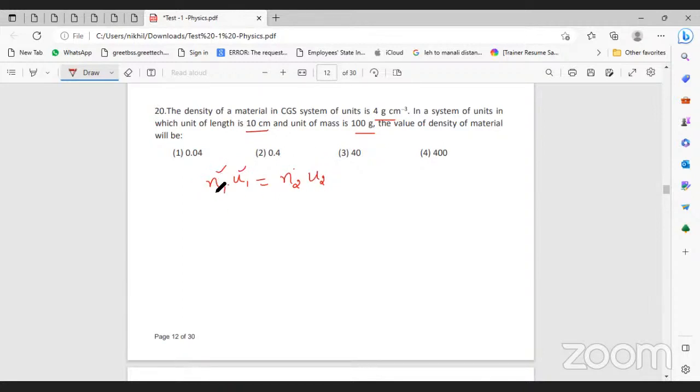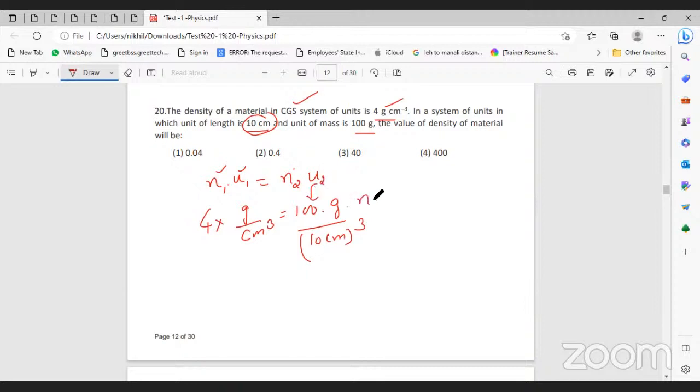So in the first case, we are using the CGS system, right? In the CGS system, the quantity of density is 4. The unit will be gram per centimeter cube. Now, you have to find the unit for 100 gram mass. So 100 gram by, what is the length of that? It is 10 centimeter, so 10 centimeter cube. Instead of 1 gram, they are expecting 100 gram into 10 centimeter cube. This is the unit they are using.